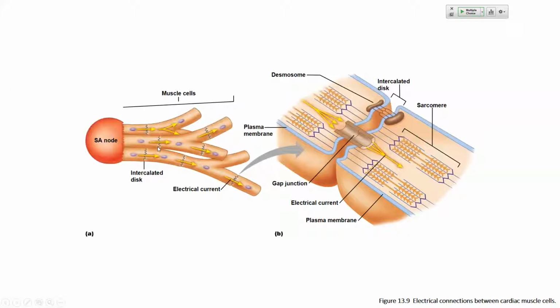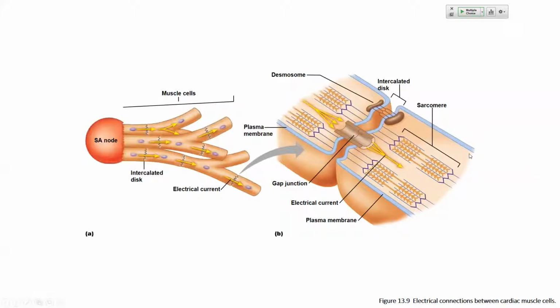And if we look more closely at the intercalated disc, we'll see those two structures that I mentioned. One, the desmosome, helping to anchor these two cells together very tightly. And two, the gap junction, helping to transmit the electrical information from one cell to the other. Okay, two very important junctions between these cardiac cells, and they're located at the intercalated disc.